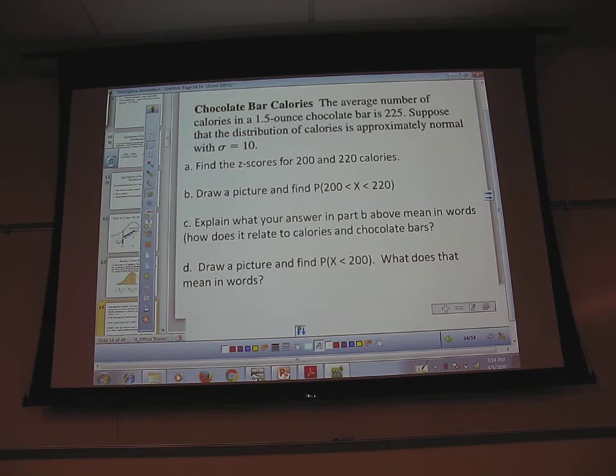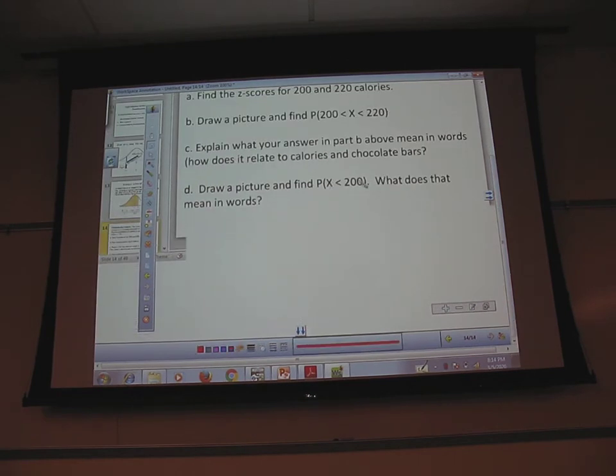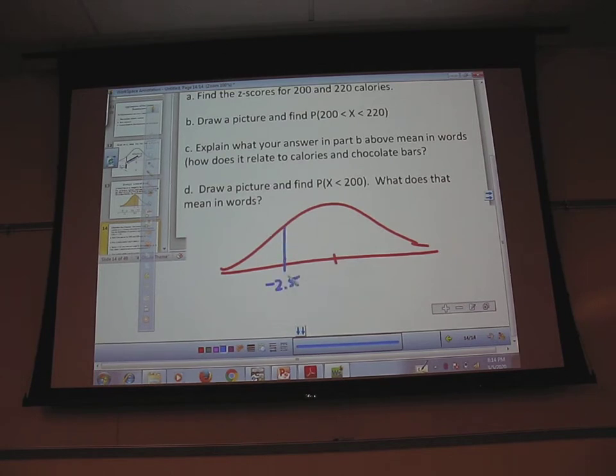And again, you already found your Z-score for 200. So draw your picture, and then what was the Z-score for 200? Negative 2.5? Yes. So we're going to put that on the left side. Do I want less than that or greater than that? We want less than that. Less than 200. So X is less than 200, it's over here, which means I'm going to go all the way out. And my other Z-score is going to be what? Negative infinity. Great.